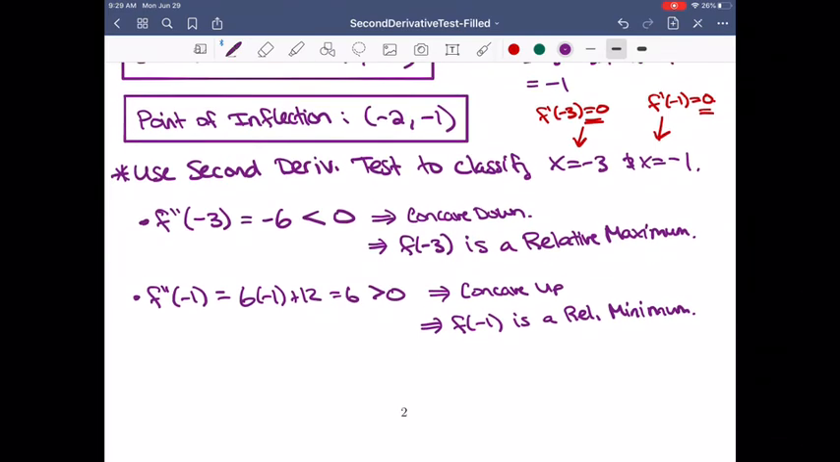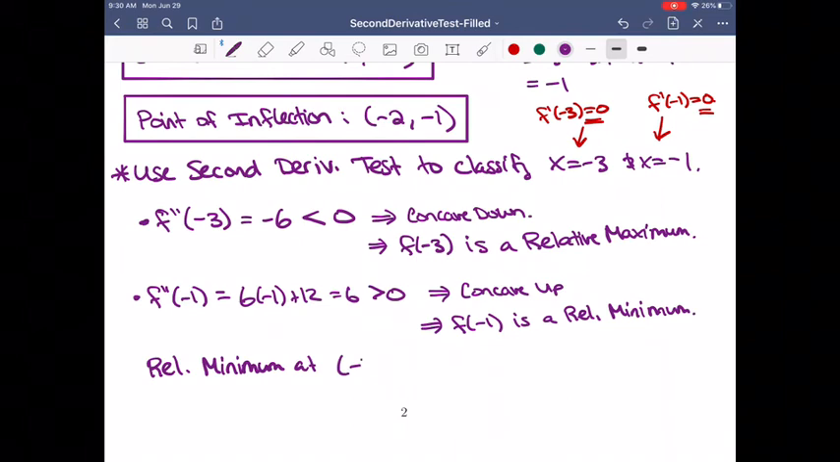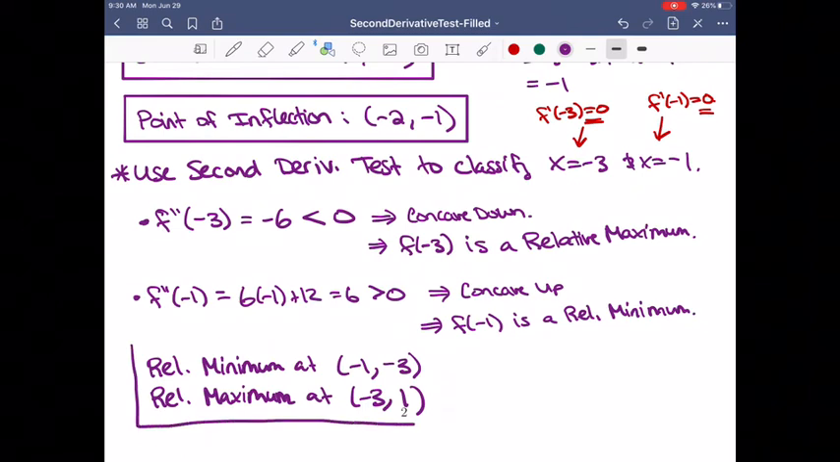Okay, so we're going to have a relative minimum at the point -1, and the y value is -3, I think. And there's going to be a relative maximum at -3, and the y value is +1. Okay, we can conclude that from the second derivative test.